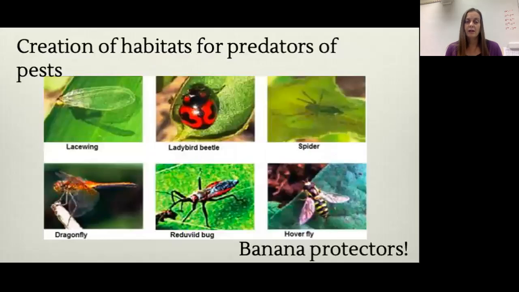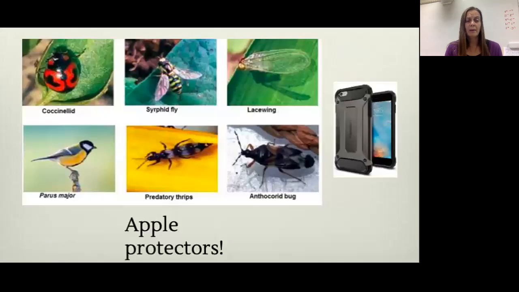So this might be creating habitats for predators of our pests. So if you're growing bananas, you want to create a habitat that's desirable for these predators so that they come along and they eliminate the pests for you. Growing apples, you want a different set. And so again, you're going to create a different environment, but you're still trying to create a habitat that draws in these protective species, these predators that will then protect your species from pests.